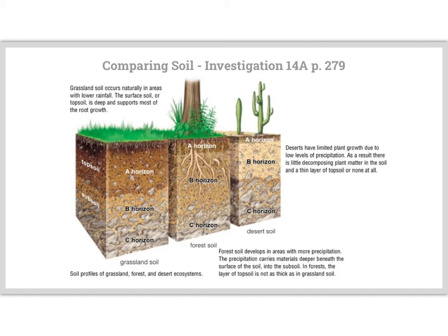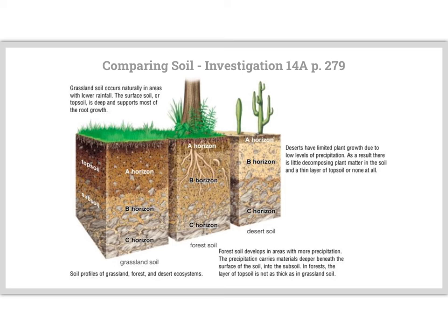All right, so we see here A was topsoil and mostly humus and some very small rocks. B was our clay, silt, sand. And then C was parent rocks, so larger rocks and sand. So we see grassland soil, we see forest soil, and we see desert soil here. And we can compare their different horizons.